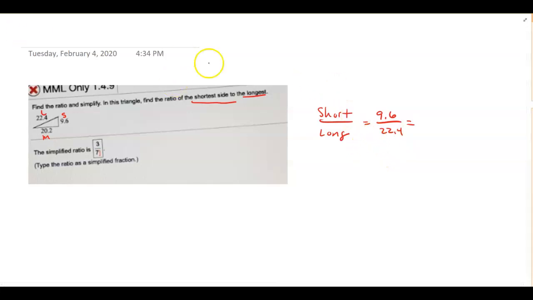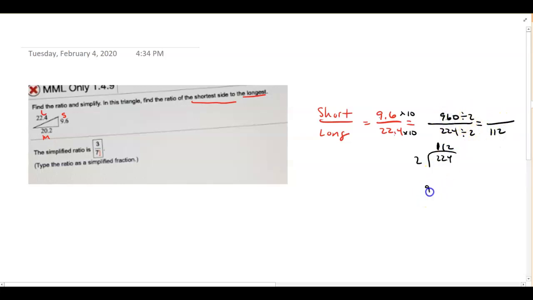Now, a lot of times what people will do is, in this case, I have to simplify this ratio. So I could divide both of these by 2, but a lot of people will multiply by 10 to get rid of the decimal. Because 9.6 times 10 will give you 96, over 22.4 times 10 would be 224. Now I could real quickly, if I wanted to, take 224 divided by 2. I'm just making these smaller numbers. All right, 2 goes into 2 one time. 2 goes into 2 one time, so that'd be 112.